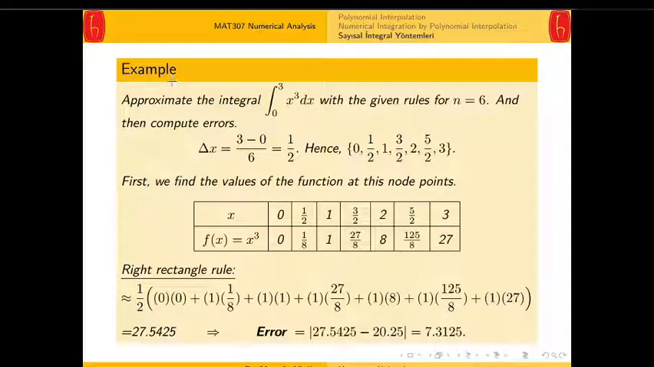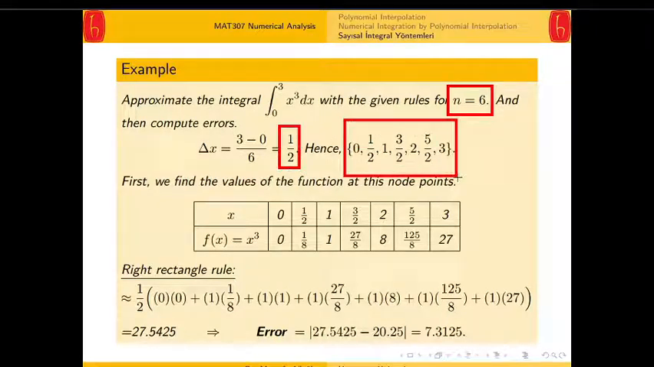An example: approximate the integral from 0 to 3 of x cubed dx with the given rules for n equal to 6, and then compute the errors. So n is 6, and to find delta x, we take the difference between the endpoints, 3 minus 0, divided by 6, so delta x is equal to 1/2. So our node points will be 0, 1/2, 1, 3/2, 2, 5/2, and 3. This will be our data set.